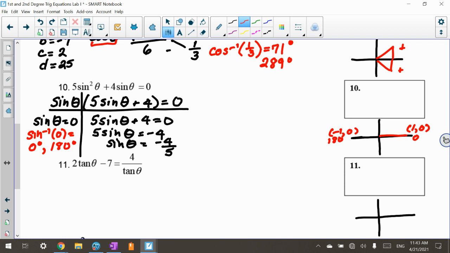Now, here's where I want to spend a little bit of time. If you'll see right here, this is a negative answer. So I said, all right, my ratio is negative. I know sine is negative in quadrants 3 and 4. That means my angle has to be in quadrants 3 and 4.